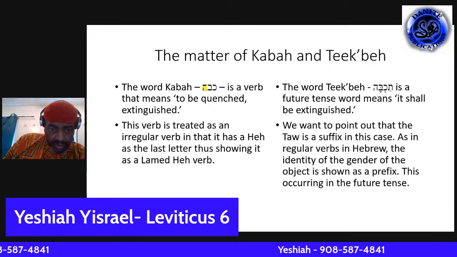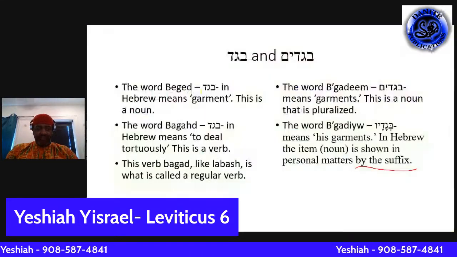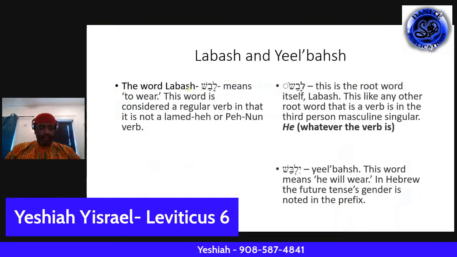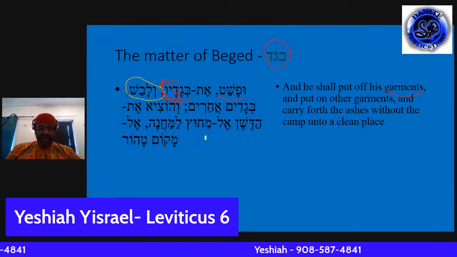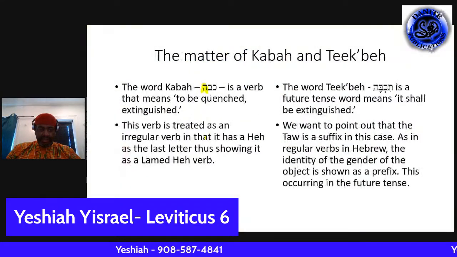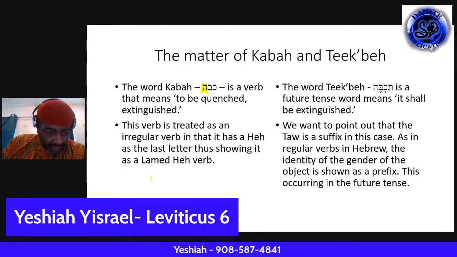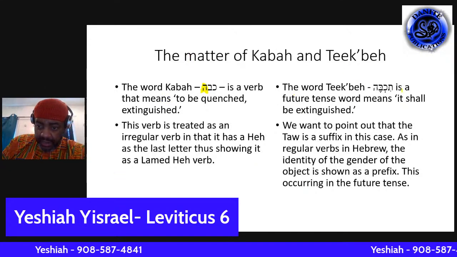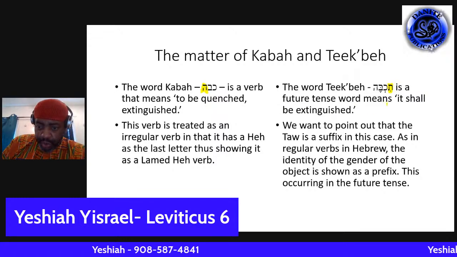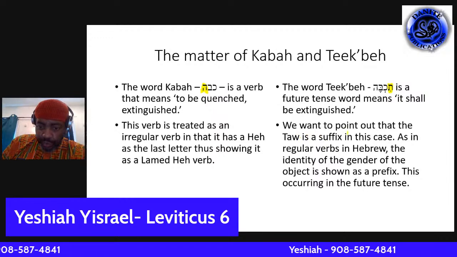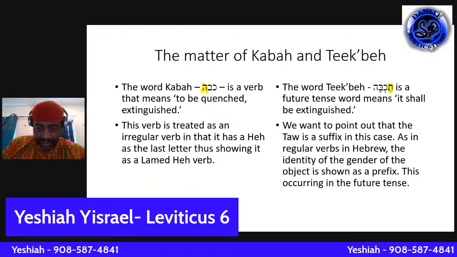That's kaf bet hey. Remember earlier when we were going over the matter here? Let's go back to the slide to show how the PowerPoint correlates with itself. The word labash is considered a regular verb, and that is not a lamed hey or pe nun verb. Now, let's look at this here. This is a lamed hey verb in that it ends with the letter hey. Let's go on and continue in this particular case. The word tikbe, shown here, with the tau that we keep emphasizing, its feminine matter, is a future tense word, meaning it shall be extinguished. We want to point out that the tau is a prefix in this case. I made another boo-boo. Sorry about that.